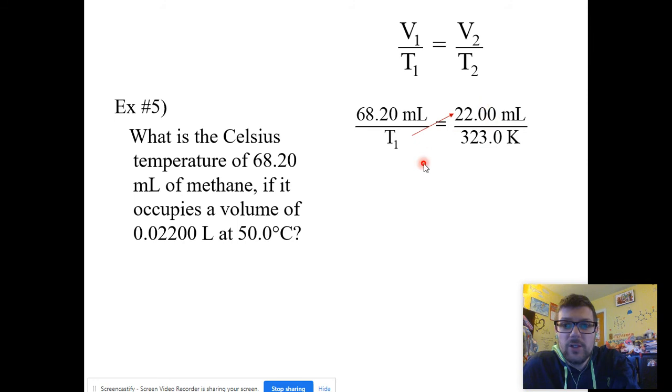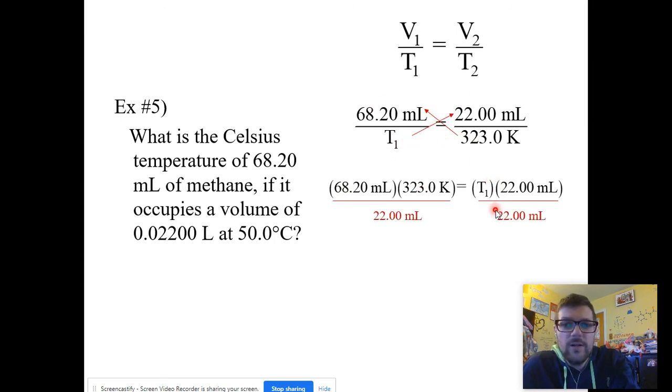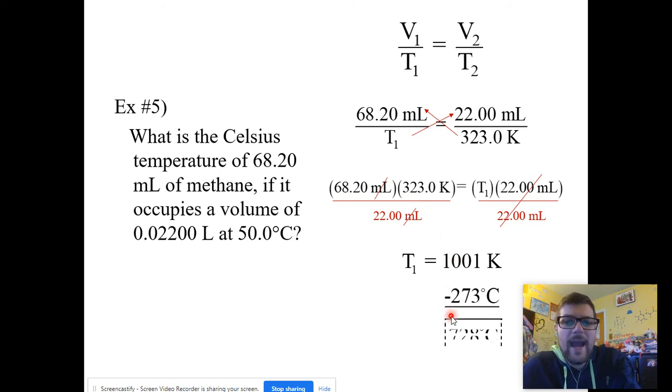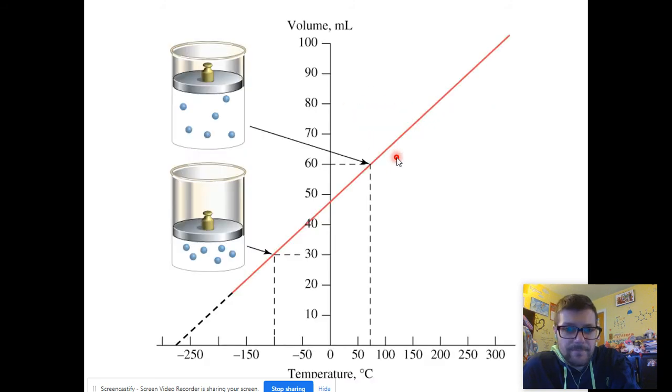Now to solve this, I'm simply going to cross multiply, right? That gives me 68 times 323, boom, equals T1 times 22. Divide both sides by 22, and we're going to get our answer in Kelvin, and it's 1001 Kelvin. So that is higher than 323 Kelvin. So the temperature did go up like I was kind of anticipating. But now let's just subtract 273 to get it back to Celsius. It's 728. So yes, indeed, we had to raise the temperature quite a bit to make the volume go up by as much as it did.